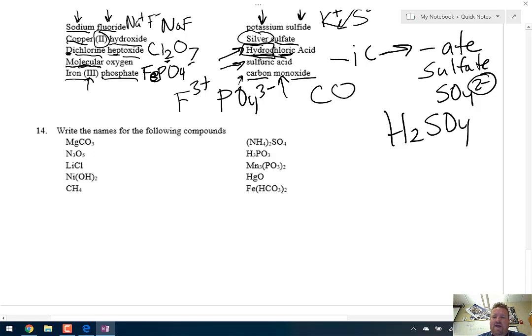And again, this comes back to, obviously, the polyatomic ions. Do you know the names of them? So magnesium, not a transition metal. So it's just magnesium.